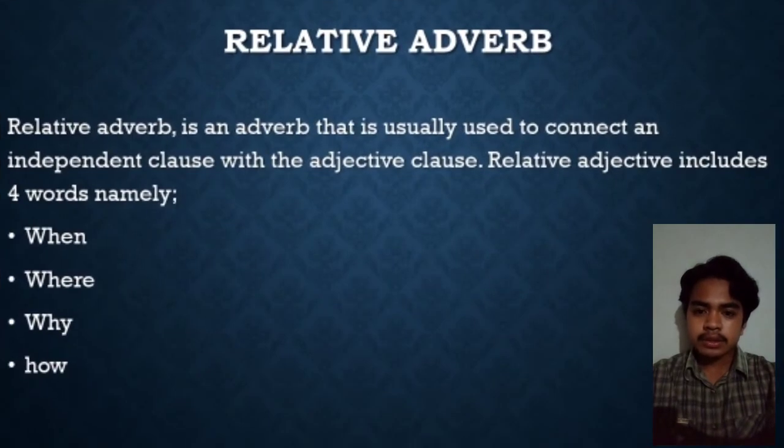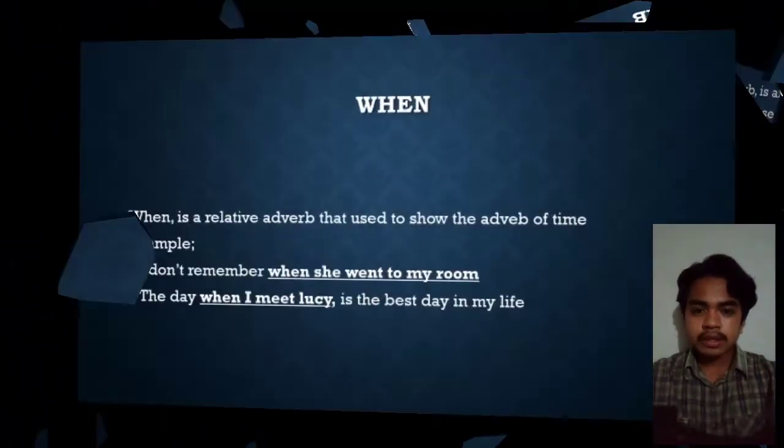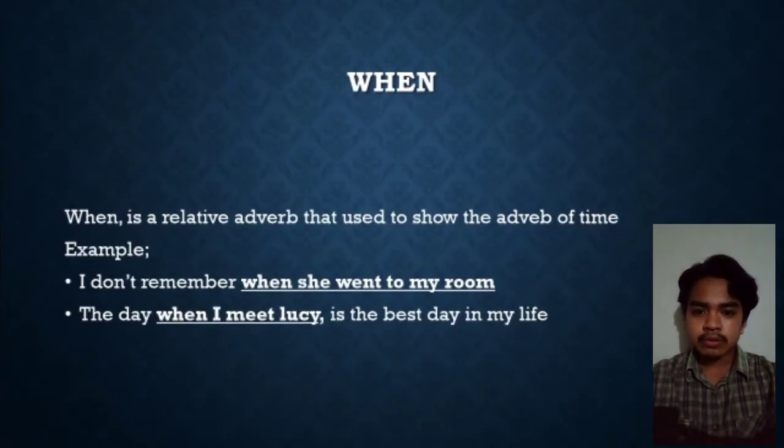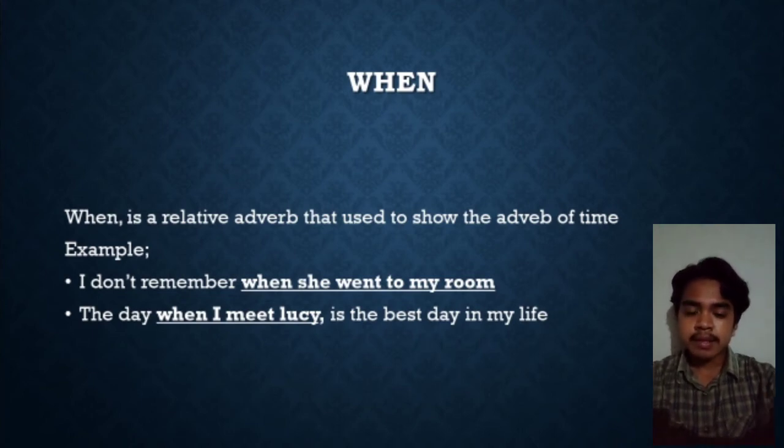Next, we will discuss relative adverbs. The first type of relative adverb is when. When is a relative adverb used to show the adverb of time. For example, I don't remember when she went to my room. The second example, the day when I met Lucy is the best day in my life.